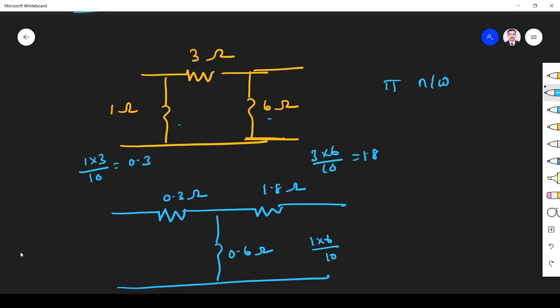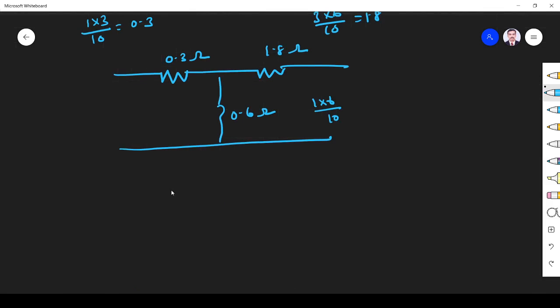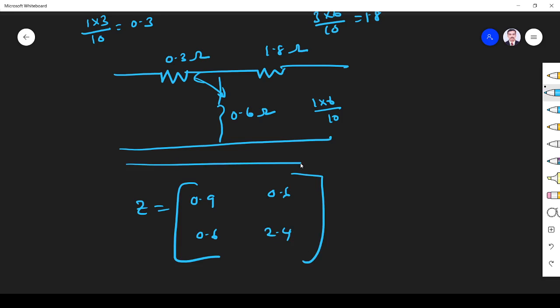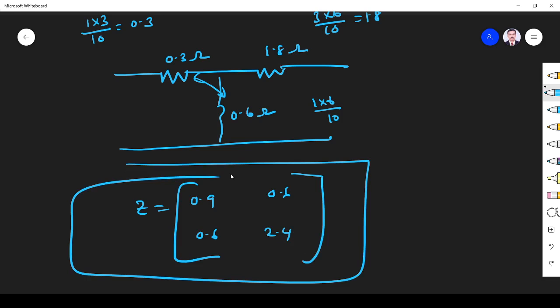Now we got a T network. How can we find the Z parameter? Z11 is the sum of these two, 0.3 plus 0.6, 0.9. Z12 is this parameter, 0.6. Z21 is again 0.6, the same parameter. Z22 is the sum of these two, 2.4. This is the Z matrix, simple, right?